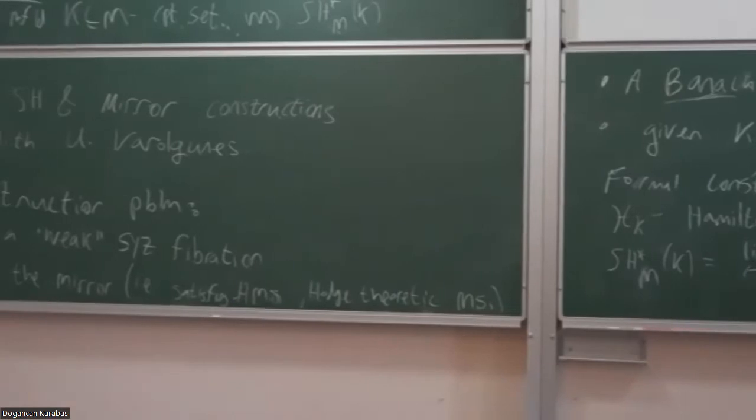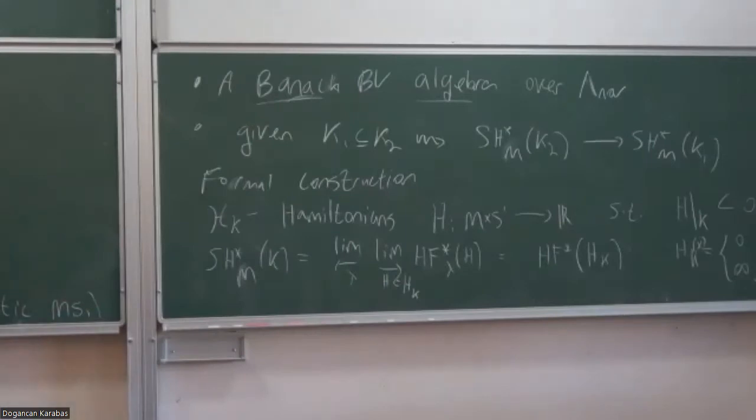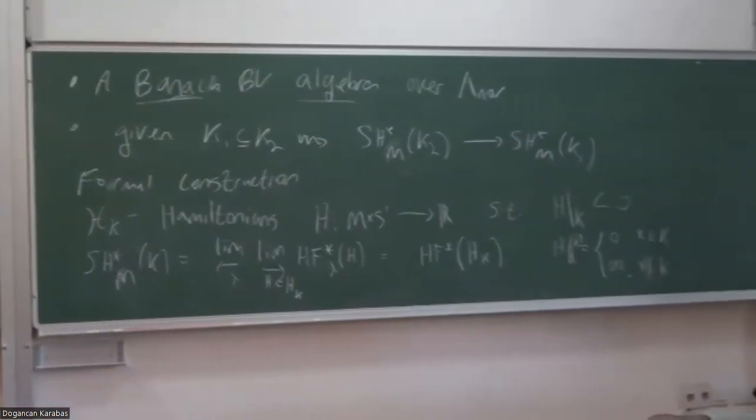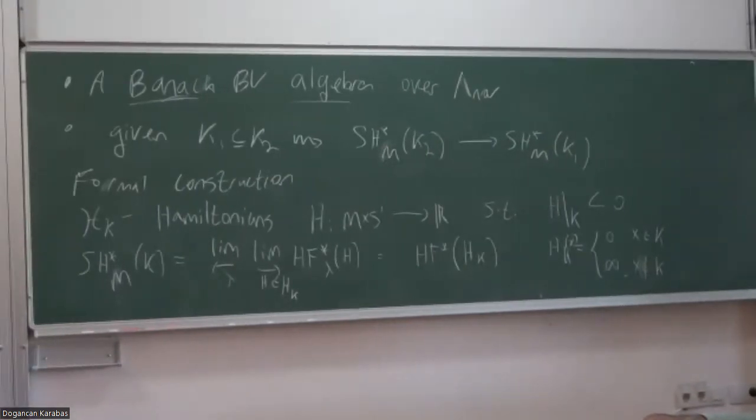So we should think of the periodic orbits as being close to the boundary of K, but never going outside. Morally, yes.